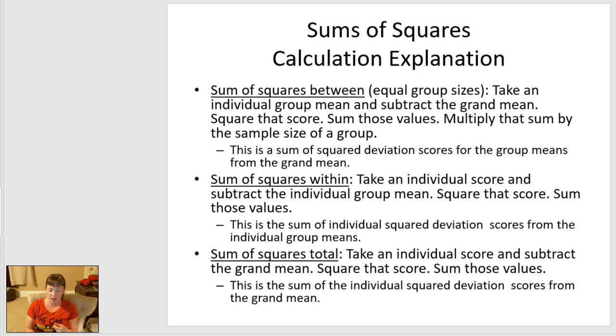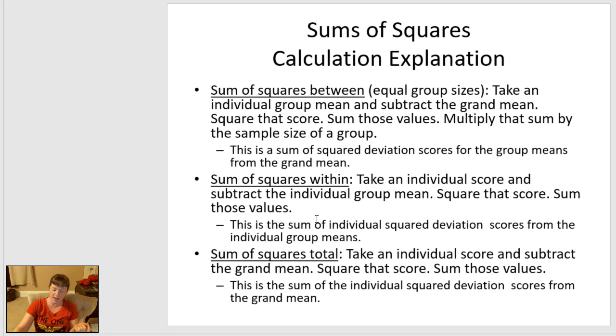Then you're going to add those up, and then you're going to multiply that summation by the individual baby group sample size. This is going to be the sum of the squared deviation scores for the group means compared to the grand mean. Like that's just the fancy definition of what's happening here. But you just have to know how to calculate it, right? Just take all the x bars, subtract the grand mean, square them, add them up, multiply by baby n.